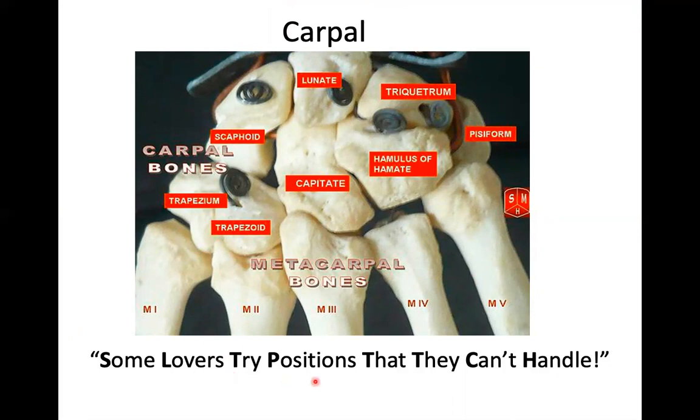So the acronym that I have underneath, some lovers try positions that they cannot handle, reads the bones as follows: scaphoid, lunate, triquetrum, pisiform. And then you go back and read the distal 4 bones, which are trapezium, trapezoid, capitate, and hamate. So one more time, you go across from the radius side to the ulnar side, and then you go back and read the next 4 bones again from the radius to the ulna. So scaphoid, lunate, triquetrum, pisiform, trapezium, trapezoid, capitate, and hamate.